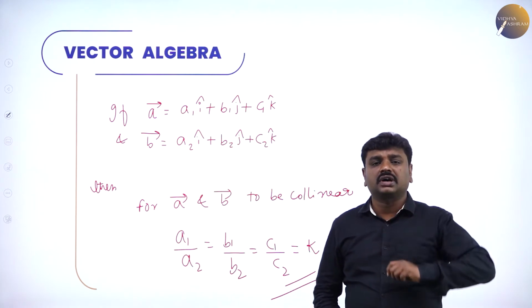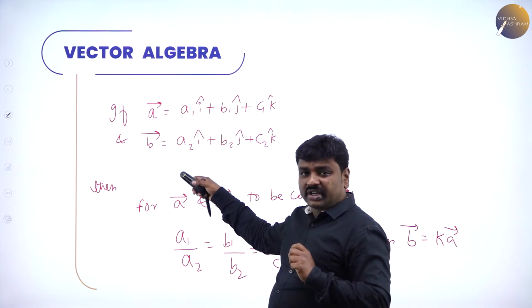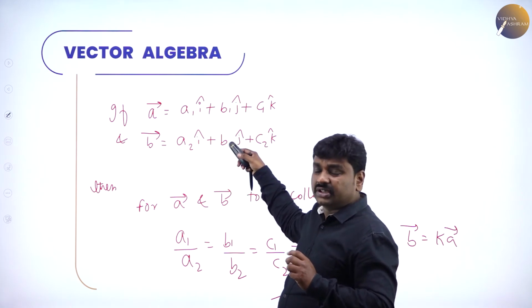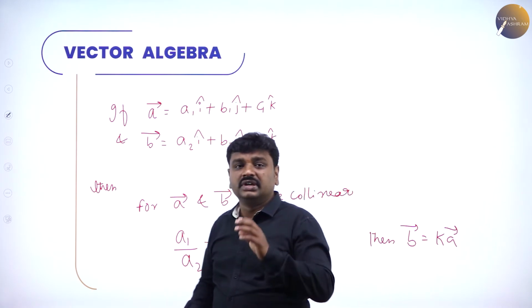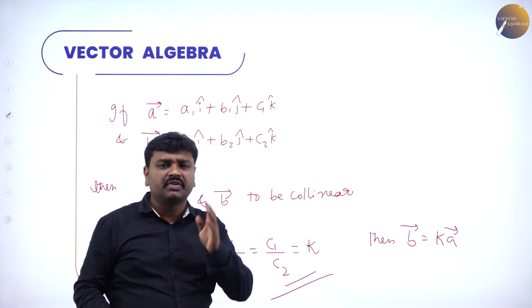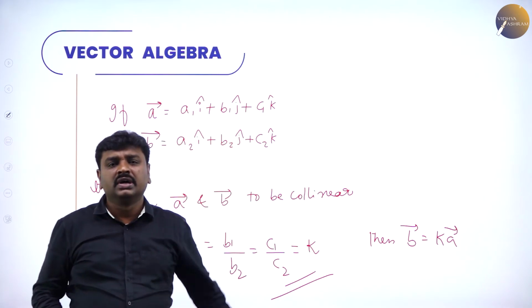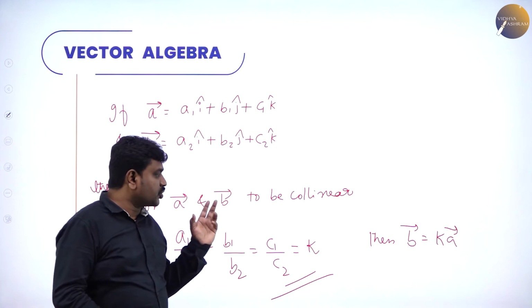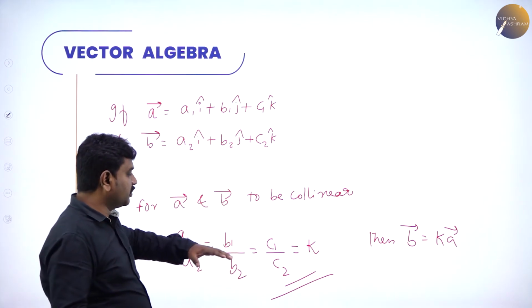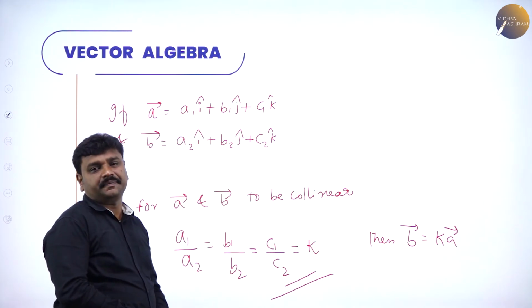If two vectors are collinear, then their direction ratios are proportional. That means when you divide the quotients of i, that will be the same as the quotient of j, and that will be the same as the quotient of k. A1 by A2 is equal to B1 by B2 equal to C1 by C2. A1, B1, C1 are the direction ratios of the first vector. A2, B2, C2 are the direction ratios of the second vector. Proportional means when you divide them, you should get the same. If they are the same, then the vectors are collinear. And even for parallel vectors, we can use the same condition.